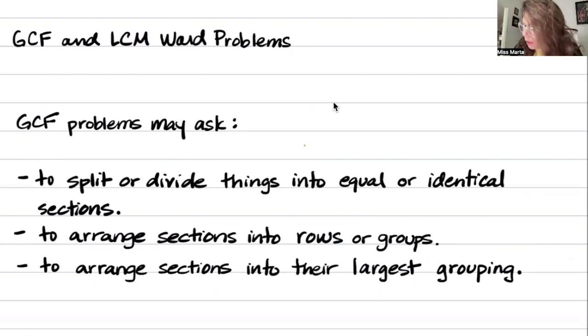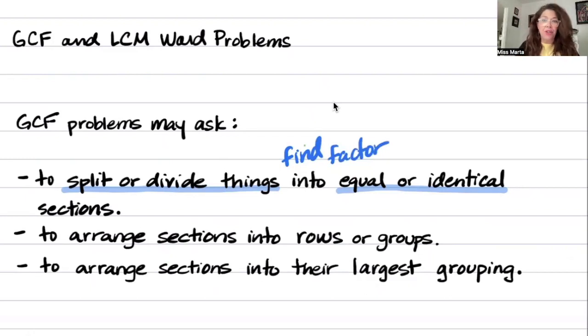When they're asking you to split or to divide things up, and especially when they want them to be into equal or identical sections, that lets us know that they want you to find factors. Because remember, when you are dividing something, then the answer to a division is a factor of that number. That's a clue to let us know we're finding a factor or a divisor. GCF is also known as GCD, greatest common divisor, just so you know. Okay.